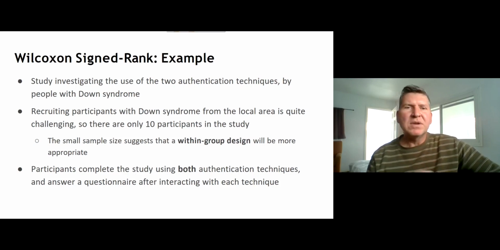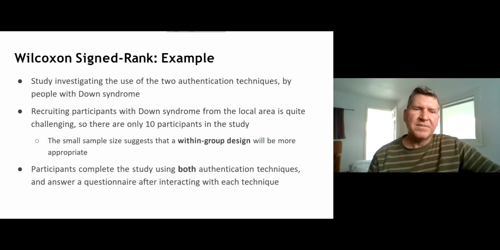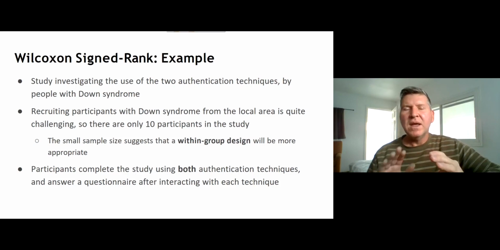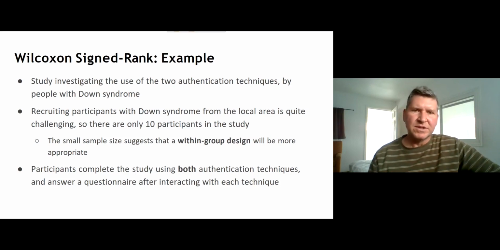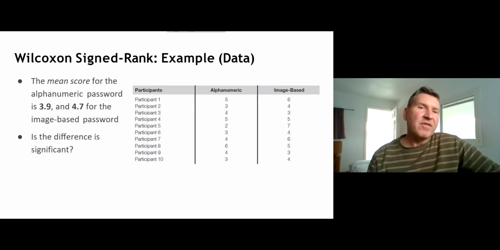So we have a really small sample size, and we're going to use a within group instead of a between group design here. So our participants complete the study using both authentication techniques and answer a questionnaire after interacting with each. Keep in mind, we have to randomly assign which of the two techniques they use first. The mean score for the alphanumeric password is 3.9 and 4.9 for the image-based password. We need to determine if the difference is significant, and we use the Wilcoxon signed rank test for this.